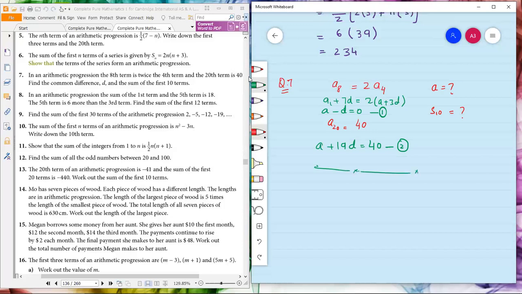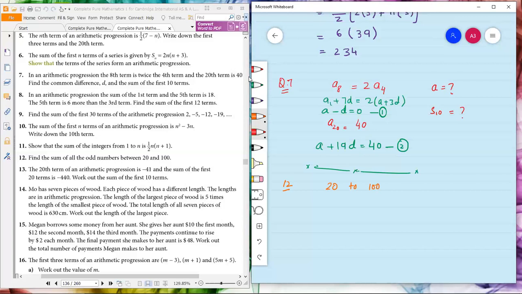Then look, question number 11. No, sir, 11 I will complete it. Find the sum of all numbers from 20 to 100. You have to find the sum of all numbers between 20 to 100 which are odd numbers.